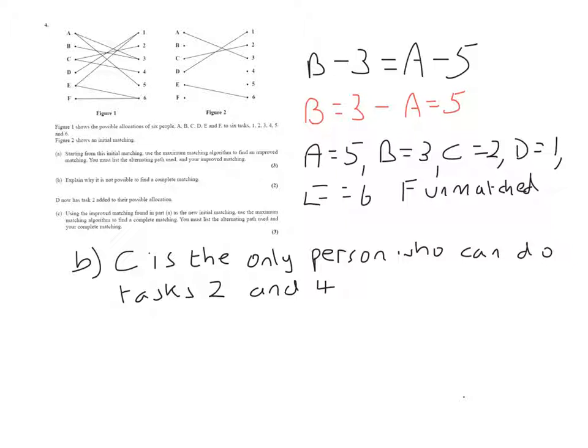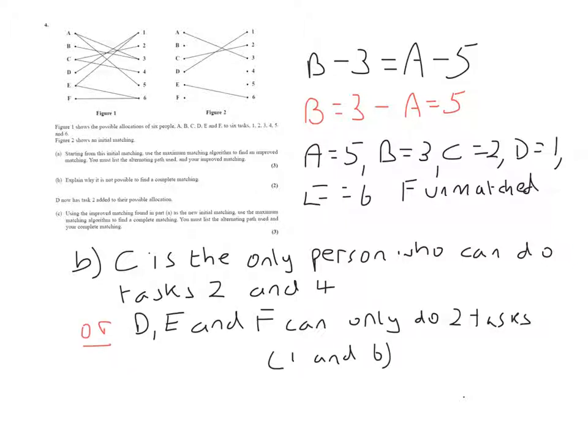Another answer, you don't have to give both, is that D, E and F between them can only be allocated to 1 and 6. So D, E and F can only go to 1 or 6. There's 3 people but only 2 activities. So you could write this as an alternative answer. So that would do. That's 2 tasks, that says there. Okay, so that's part B done.